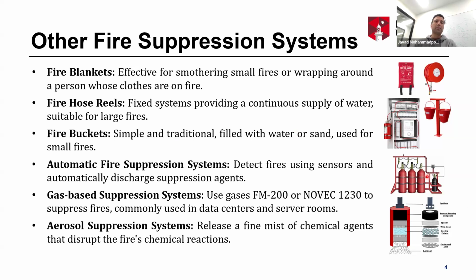And also we have the gas-based suppression system. We can use two different gases. They are very clean gases, FM200 or Novec 1230. They are used to suppress the fire and commonly used in data centers and server rooms. And the last one is the aerosol suppression system. This system releases a fine mist of chemical agent that disrupts the fire's chemical reactions. So if you remember, we have different classes of fire. For the chemical reaction, definitely we need this suppression system.